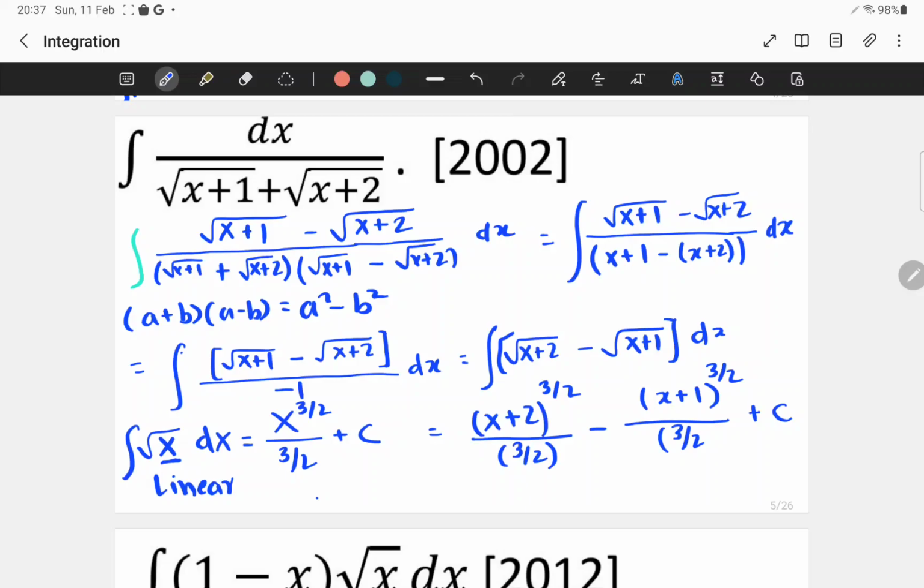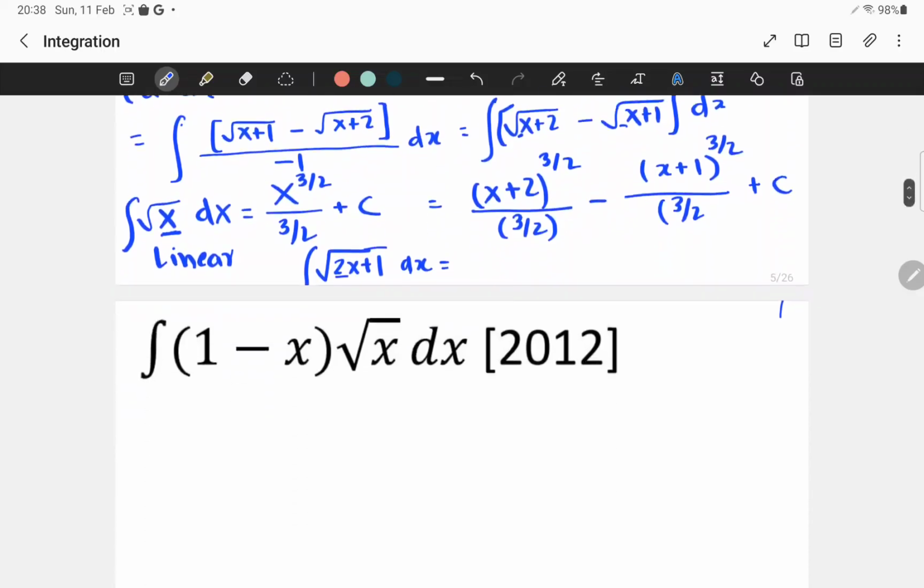If we had integration of 2x plus 1, then we have to divide by 2, because derivative of 2x plus 1 is 2. But since here the coefficient of x is 1 only, we don't have to divide. So let's jump into the next problem.